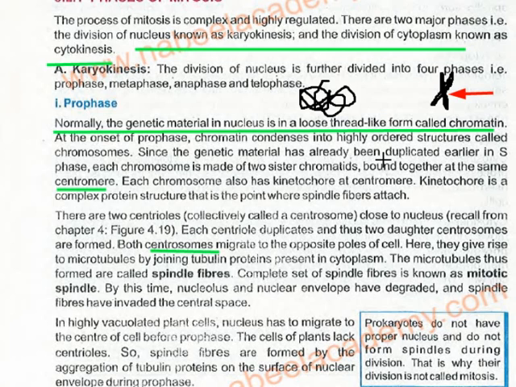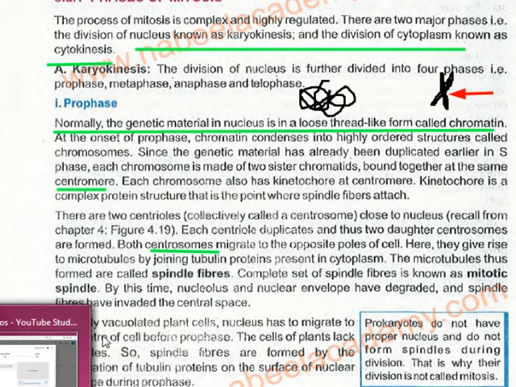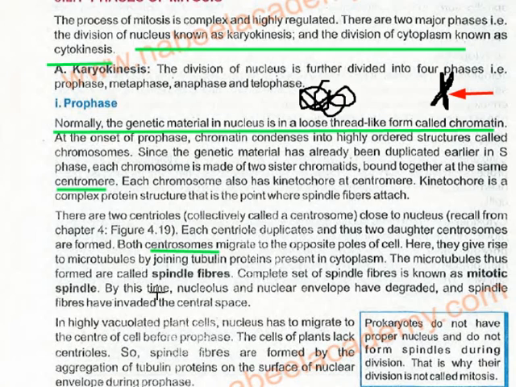Now they give rise to microtubules by joining the tubulin proteins. The spindle fibers are constructed. The complete set of spindle fibers is known as the mitotic spindle. By this time, the nucleolus and the nuclear envelope have degraded. The spindle fibers have invaded the central space.